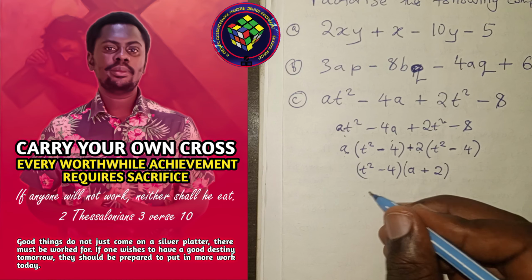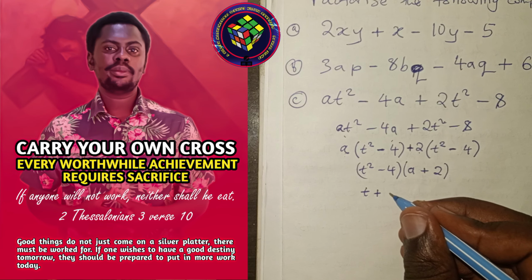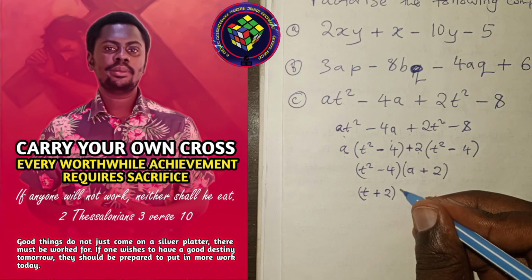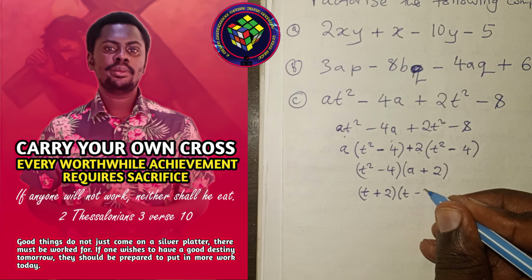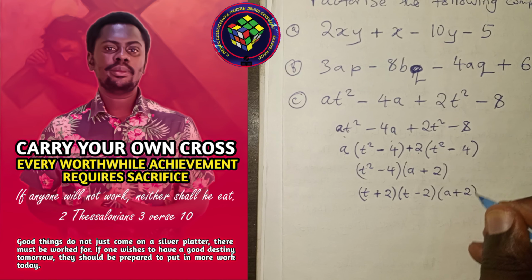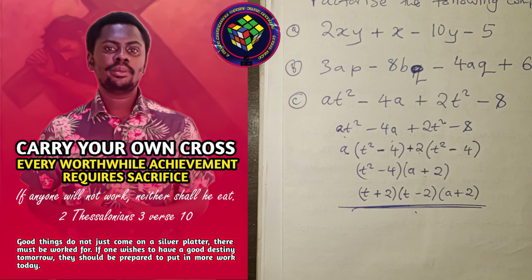So square root of t squared is t, plus square root of 4 is 2. So t plus 2. So you repeat the same thing with a minus. So that is t minus 2. Then we have a plus 2. Then it is complete.